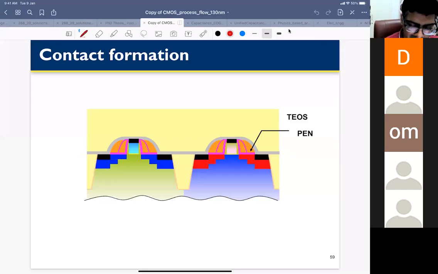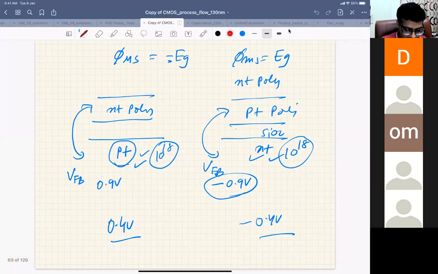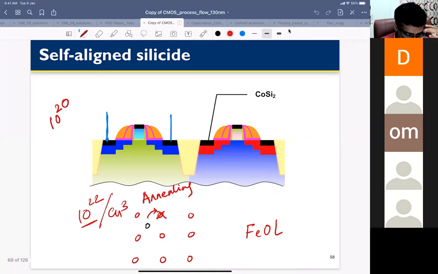So in the last class, we discussed the fabrication of the MOS transistor, because this is important to know how the MOS transistor is fabricated in the device class also, right? Okay, so yesterday we discussed the front end of line processes. That means from the wafer start to the silicide formation. So actually you are here.